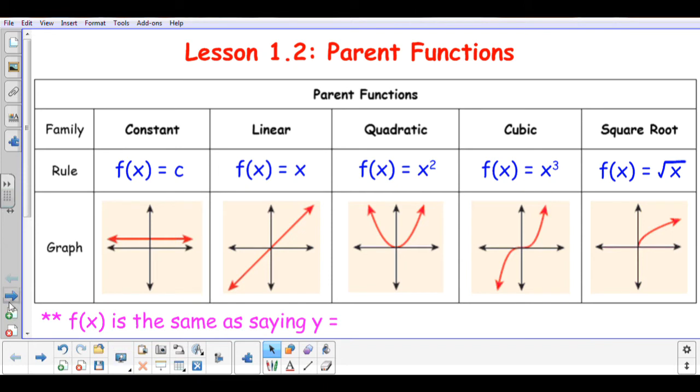Now the way that you can distinguish the difference between these 5 different parent functions is by their rules. So square root functions will always have a square root around the x. Quadratic functions will always have an exponent of 2. Linear functions would always have its basic x. So you also can look at its graphs. So all of the graphs will be very similar as well.